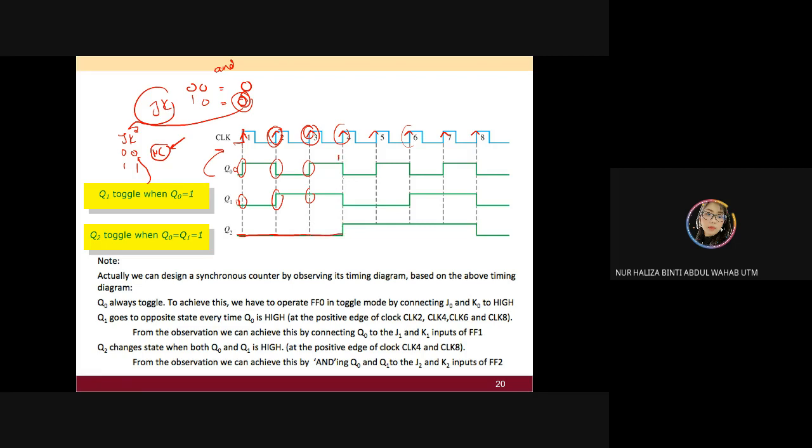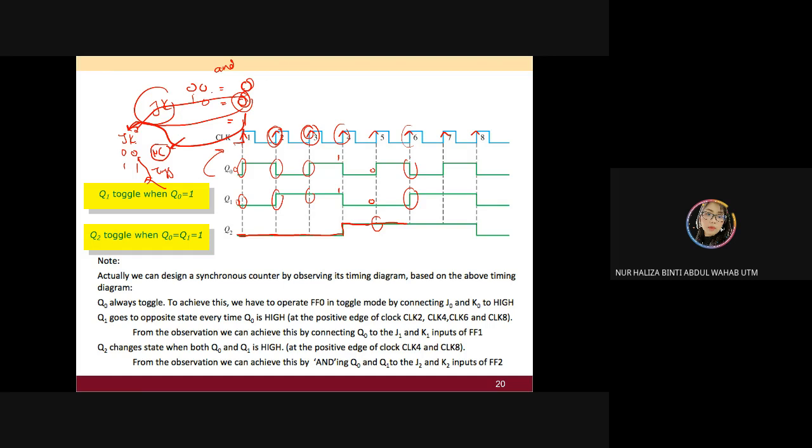And this side is 1 and 1. So 1 and 1, what happens? It's going to toggle. 1 and 1, you will get equal to 1. 1 will be fed to J and K. So you're going to toggle. You meet again 0, 0 here. 0 and 0, you will get 0. JK will be 0, no change.